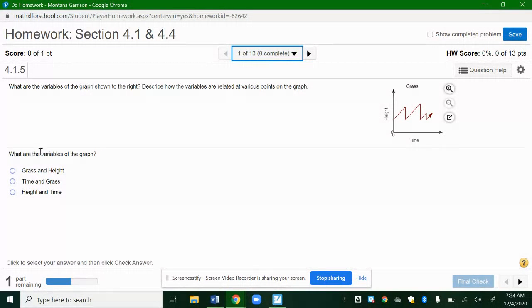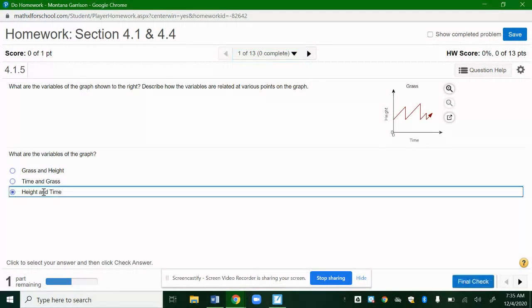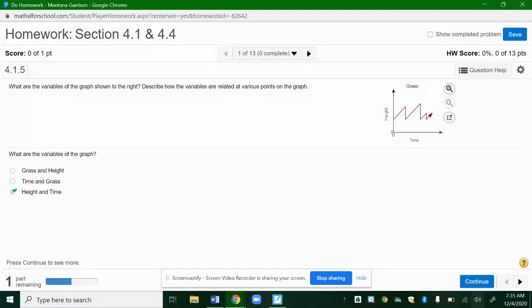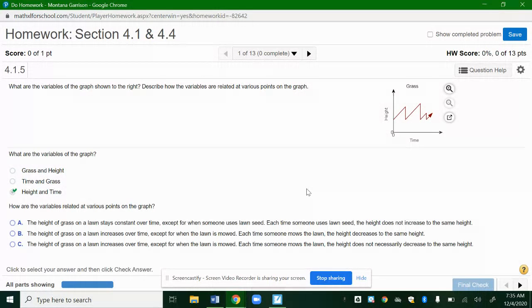So the first thing it's asking is, what are the variables of the graph? The variables are always going to be the y-axis here and the x-axis here. We're never including the title. That's not a variable. So we want to choose one that says height and time for the x and y-axis. Height and time. Then this is where you have to really pay attention to the wording and to these sentences. So you will have to read through all of them.